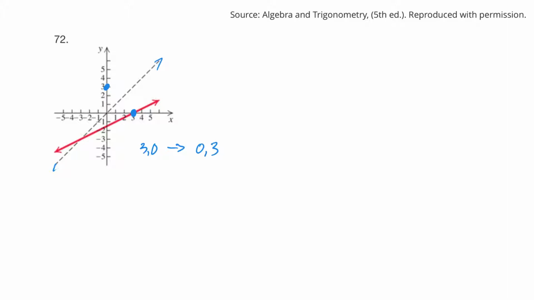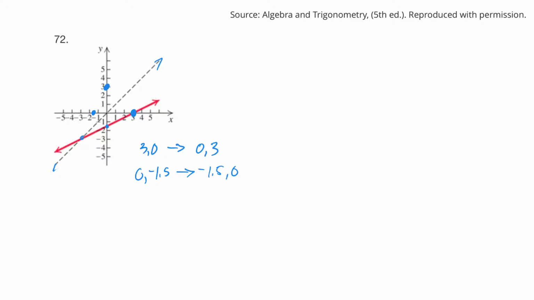Let's find another point that might be on that line. Maybe this one right there, 0 and negative 1.5. So that would translate to negative 1.5 and 0. Negative 1.5, 0, that point right there.